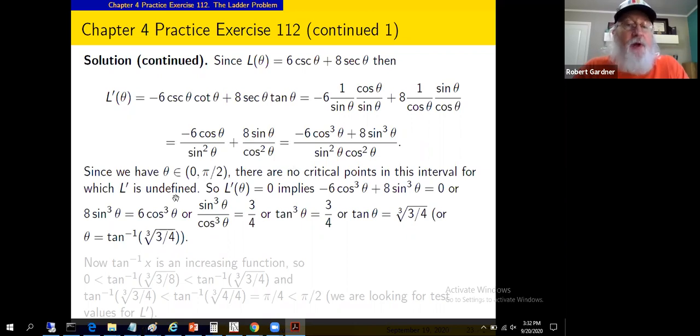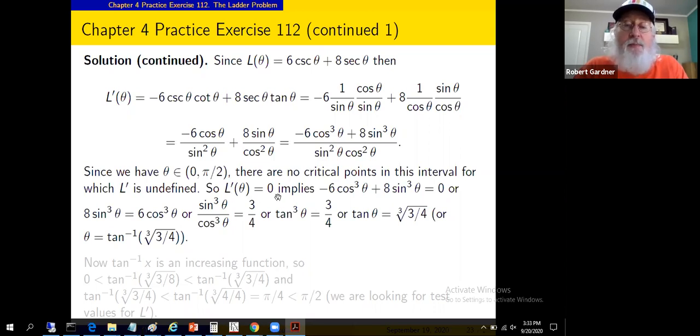First off, no critical points where L prime is undefined between 0 and pi halves. Between 0 and pi halves, these are acute angles. The sines and cosines are not 0. The denominator doesn't cause any problems. So, it's a good thing we threw out 0 and pi halves. If we hadn't, we'd have some problems here. So, no critical points in the open interval. No division by 0 over this interval. There's division by 0 elsewhere, but not here.